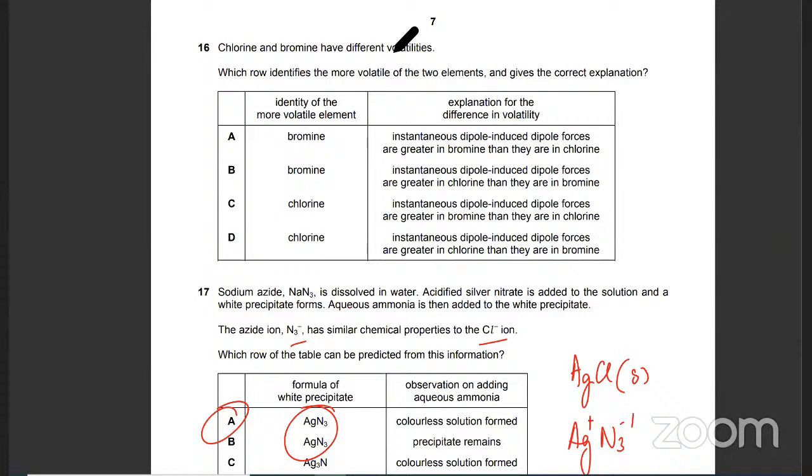Chlorine and bromine have different volatilities. Which one is more volatile, by the way? Chlorine. Yes, okay, so it's going to be chlorine. It evaporates easily. Why does it evaporate easily? Instantaneous dipole-induced dipole forces are greater in bromine than they are in chlorine. I guess C. See, because chlorine obviously has weaker van der Waals forces.